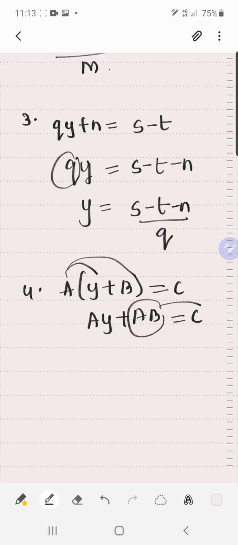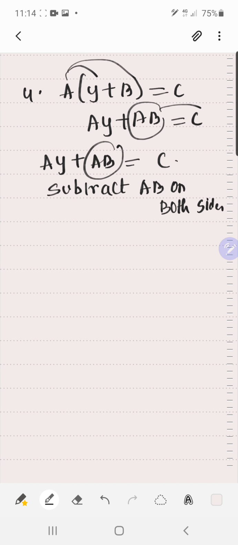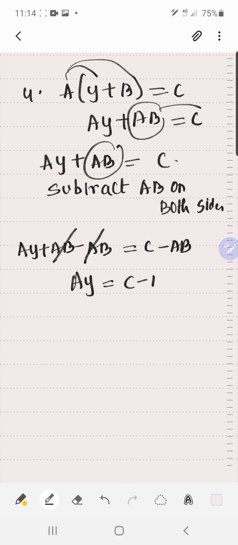That means the term you want to eliminate, you have to do it on both sides. For example, ay plus ab is equal to c. I don't want ab here, so I will subtract ab on both sides. So it will be ay plus ab minus ab is equal to c minus ab. I have subtracted on both sides, so this will be eliminated because they have opposite signs. And here ay is equal to c minus ab.